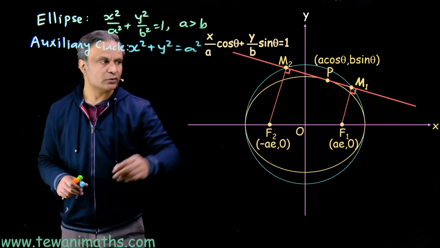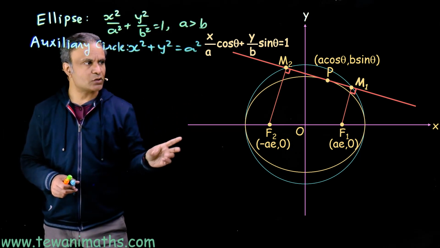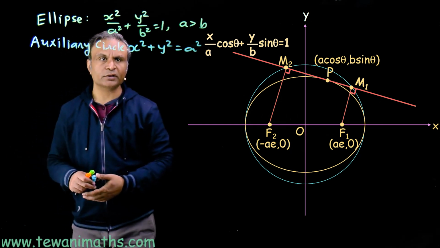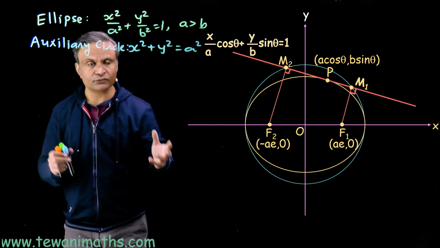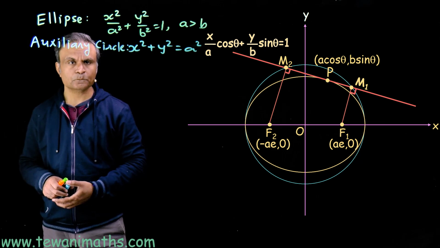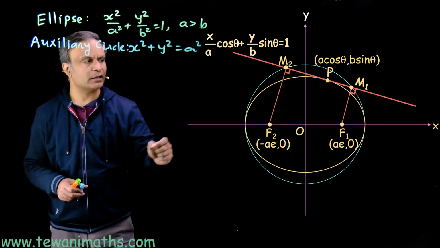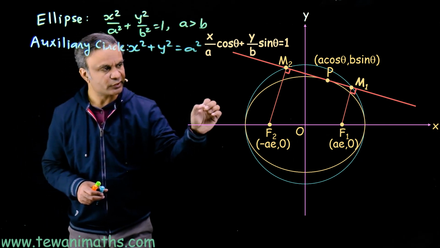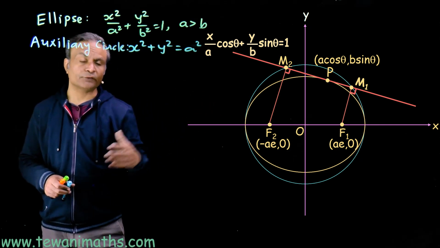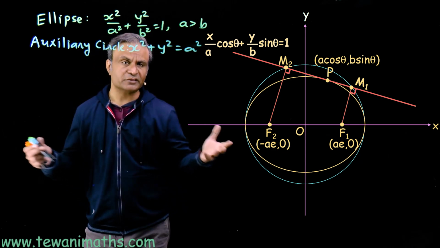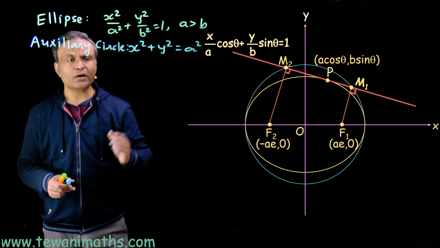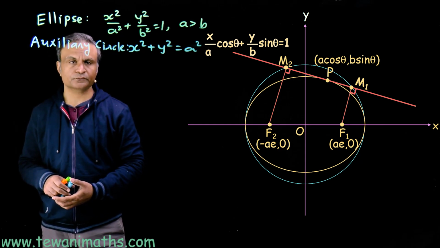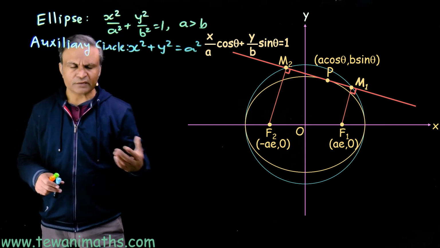Now we have point P on the ellipse. Coordinates are a cos theta, b sin theta. P is variable point on the ellipse, so we consider coordinates in the form of parameter. Here theta is eccentric angle of point P. Now we have drawn tangent to ellipse at point P. Equation of this tangent is, we have standard equation, x upon a cos theta plus y upon b sin theta is equal to 1. Now let's start with the properties.